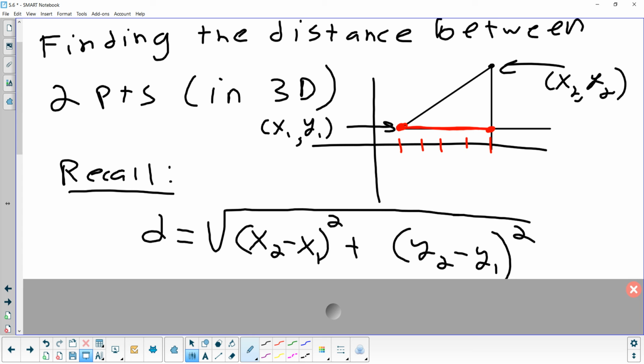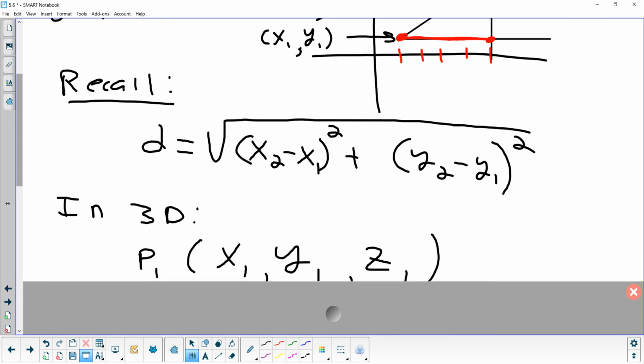Same thing with the height. You have to figure out how tall the triangle is. This is y2, this is y1. If you subtract those two numbers, it'll tell you how far apart they are, which tells you the height of the triangle. Once you know the base and you know the height, use the Pythagorean theorem, and then you can find the hypotenuse. All right, so that's the distance formula in 2D.